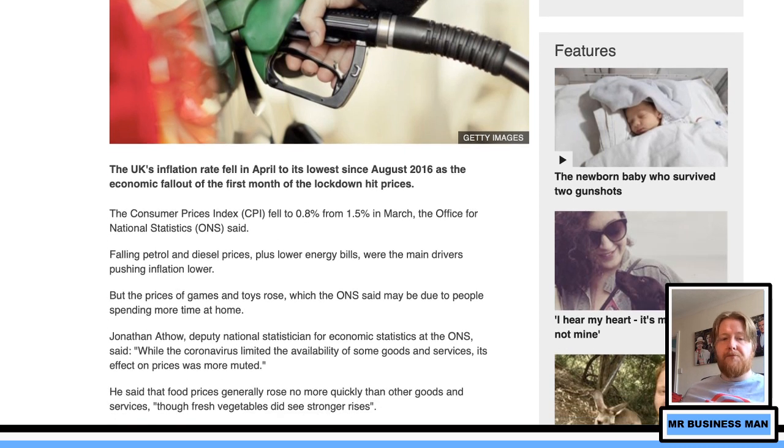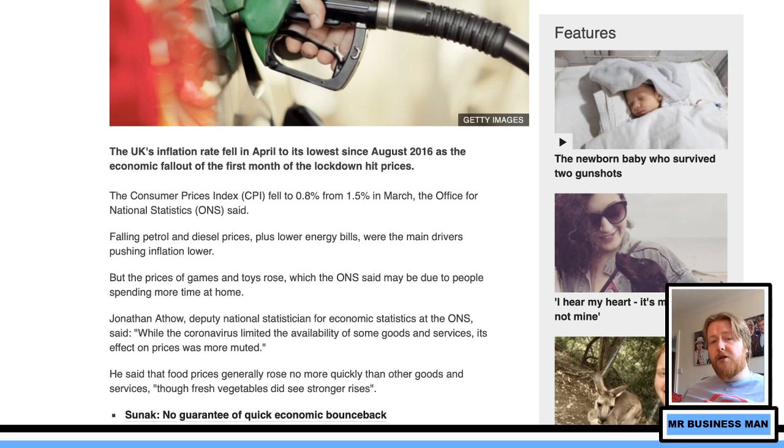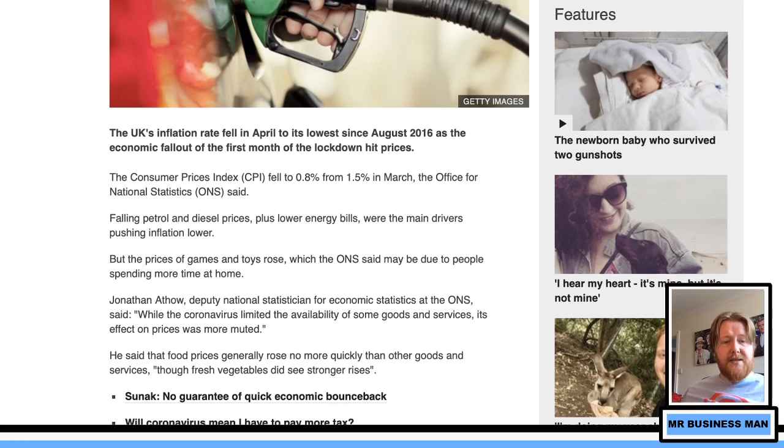It's interesting, because you'd think people would have more money, but at this moment in time they're not going out to spend it, are they? So it says the prices of games and toys rose, which the ONS said may be due to people spending more time at home. Yeah, I think that's fair play. As I said, I spent an absolute fortune on the big Lego set, which is not something I would usually do, but, you know.